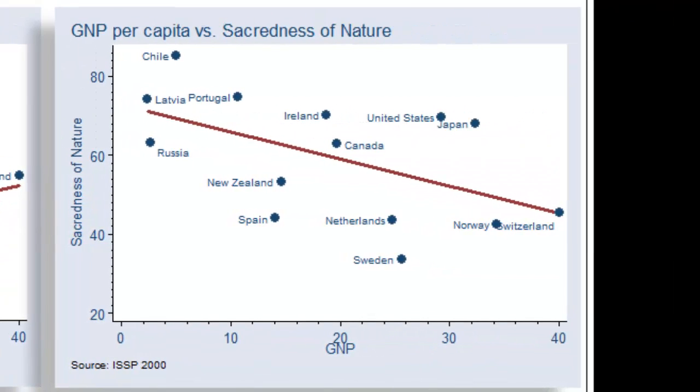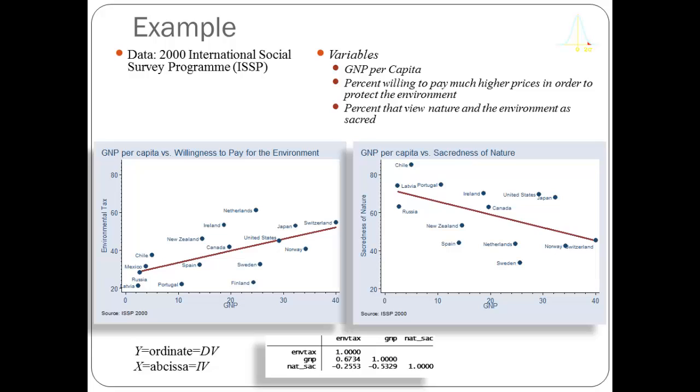The graph on the right shows the gross national product plotted against the sacredness of nature, the percentage of people in a country who believe in the sacredness of nature. And here we see as the gross national product increases, there's a decrease in the percentage of the country believing in the sacredness of nature. The graph on the left shows us a positive correlation, the one on the right a negative correlation.